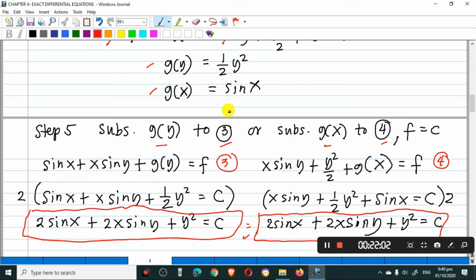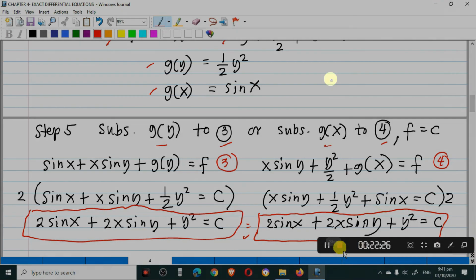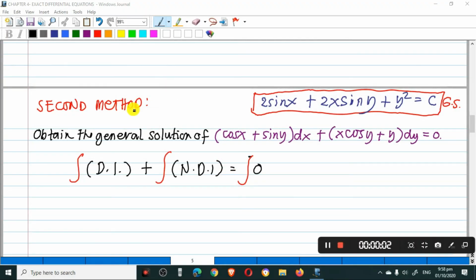Okay? So, I will proceed using yung ating method number 2. It must be the same general solution ang makukuha natin. Yon, short method yon. Okay? Kumbaga, let us use that as a checking method to this conventional method of doing the exact solution to exact differential equation. Okay? Let us proceed doon sa ating method number 2 or second method. Okay, let us proceed using yung second method.